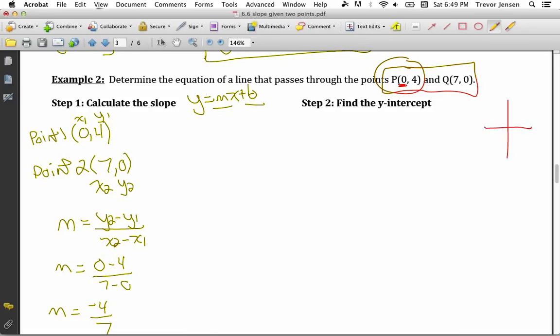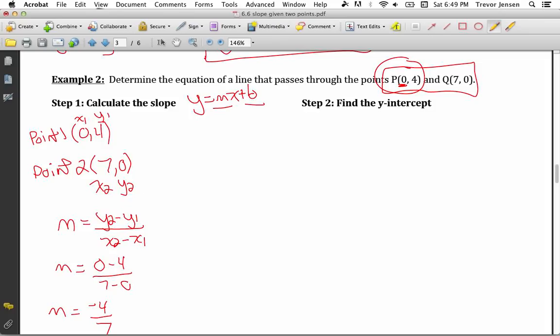So that point it gave you is 0, 4. That point is roughly right about there, so that's the point where it crosses the y-axis. So if we go ahead and solve for the y-intercept, we should get a value of 4. So we'll go ahead and do that. But I just wanted to let you know, in this case, if it gives you the y-intercept as one of the points, you wouldn't actually have to solve for it. But let's do that anyway.